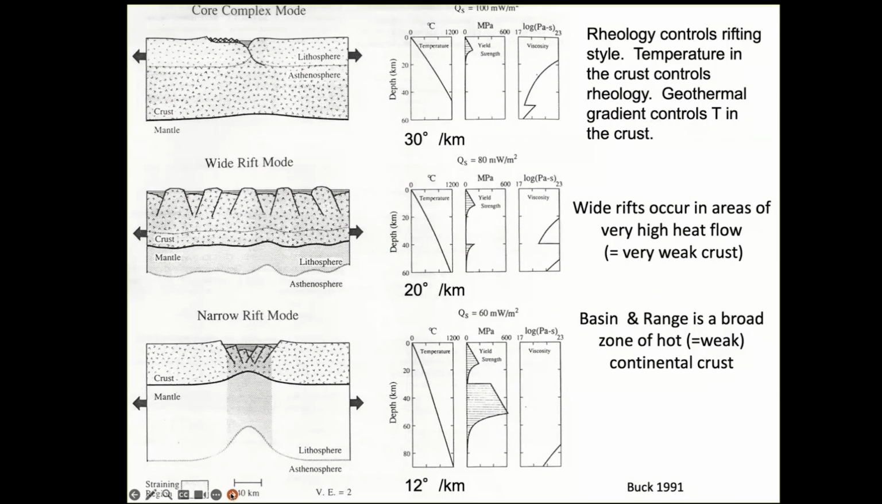All right, so if we look at the strength profiles for the three kinds of examples of lithospheric profiles, going from very strong, relatively strong, to relatively weak: narrow rift, wide rift, core complex, which we haven't talked about much, but we will. Here we're looking at different temperature profiles. This is a colder one, 12 degrees per kilometer. This is a hotter one, 30 degrees per kilometer.